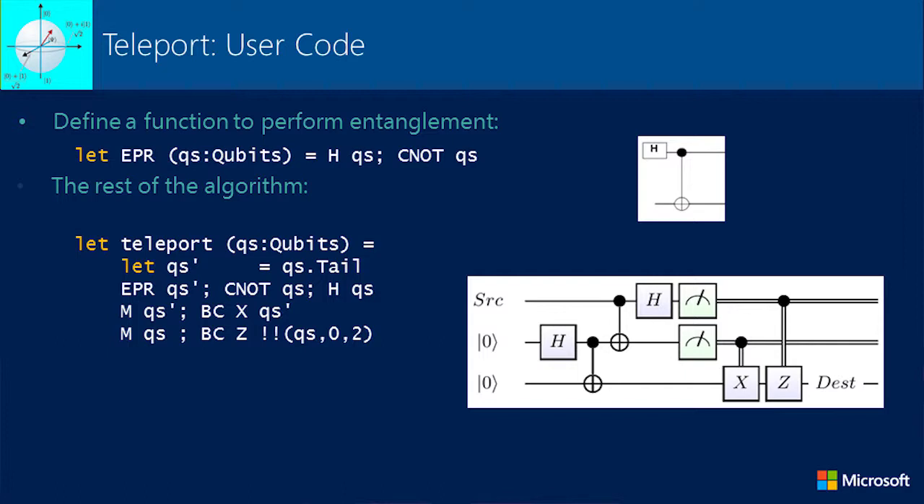Yes? Sorry, you said Hadamard? Yes. What was that? A Hadamard is a type of gate. So an X gate is a NOT that flips it.